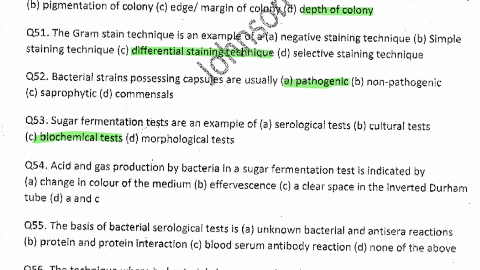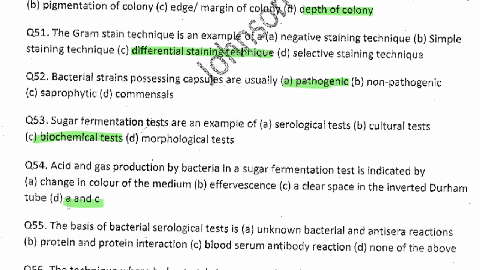Acid and gas production by bacteria in a sugar fermentation test is indicated by dash. So acid and gas production is indicated by what? A says change in color of the medium, B says effervescence, C a clear space in the inverted Durham tube. The answer is actually A and C.